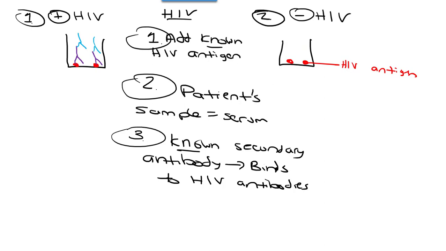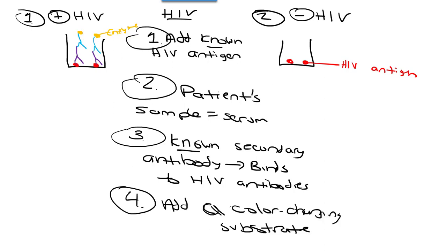Now, linked to the secondary antibody, there's an enzyme. Because remember, ELISA stands for enzyme-linked. And there's a special little enzyme that's going to be attached to the secondary antibody. This enzyme will change color when I add a special substrate. So my last step is I'm going to add a color-changing substrate.